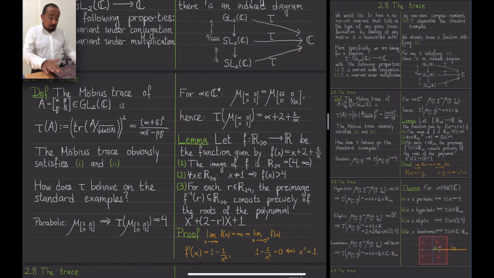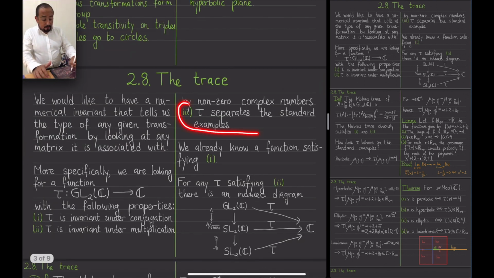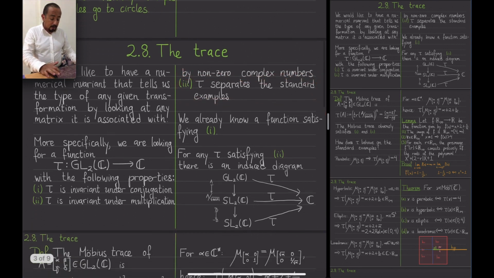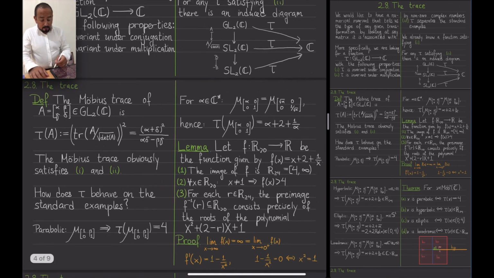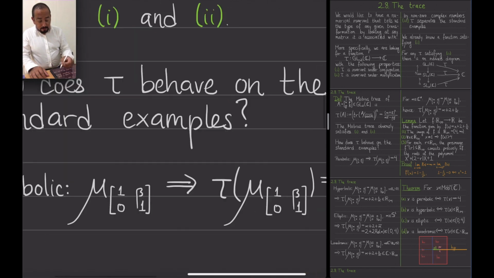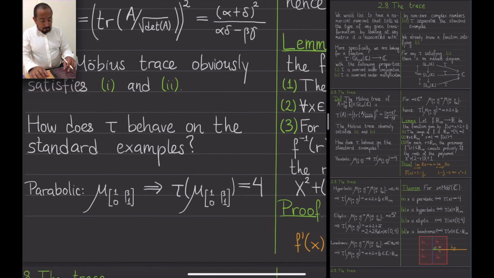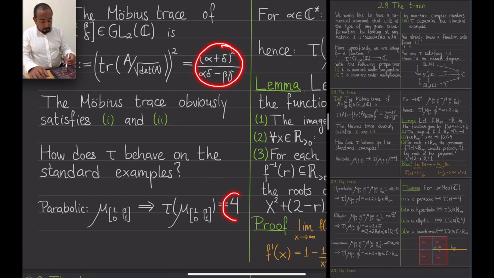So now we have to investigate 3, right? What's the behavior of tau on the standard examples? So let's see. If we have a parabolic standard example, namely a translation, you see already written here, with determinant 1, it's just obvious that when we apply this formula, we obtain a 4. And this is for all parabolic, right? This should be no surprise that any parabolic gives me the same, because we know that all parabolic Möbius transformations are conjugated in Möbius.